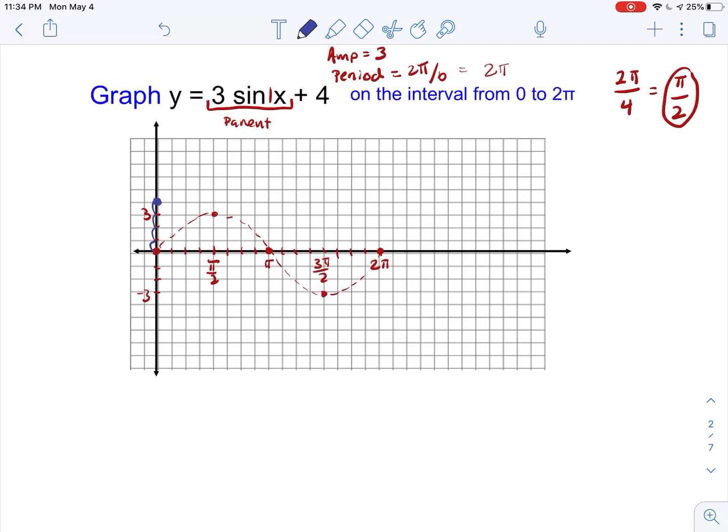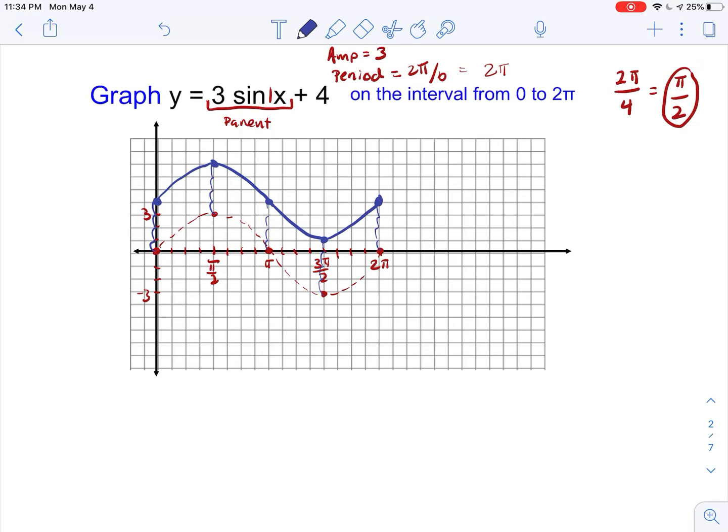So every major point, I'm going to take it and shift it up 1, 2, 3, 4. So my graph is now going to start there. 1, 2, 3, 4. Shift up to there. 1, 2, 3, 4. And 1, 2, 3, 4. And connect these points.